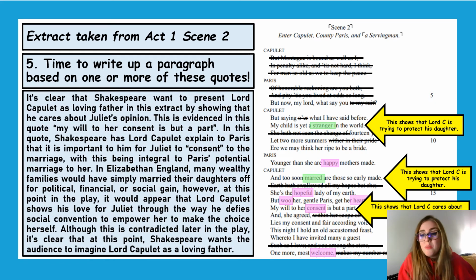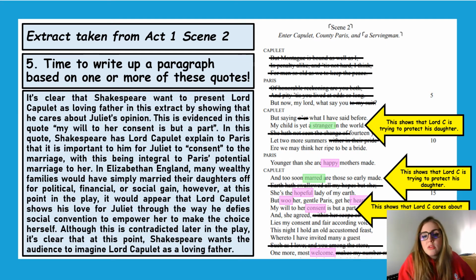Okay then, so step 5 is to write a paragraph based on one or more of these quotes, because you might want to drop in one-word quotes from elsewhere but focus on one in particular. So I'm going to say that it's clear that Shakespeare wants to present Lord Capulet as a loving father in this extract by showing that he cares about Juliet's opinion. This is evidenced in the quote, "My will to her consent is but a part."